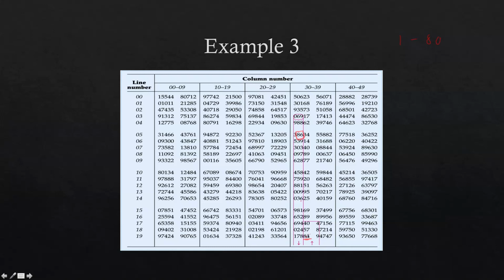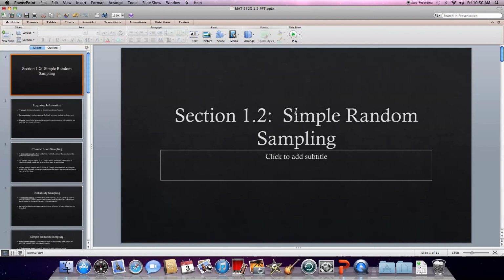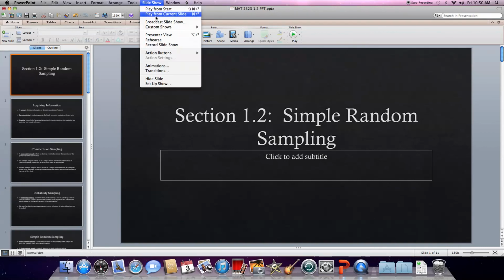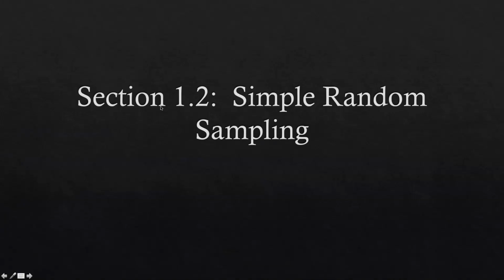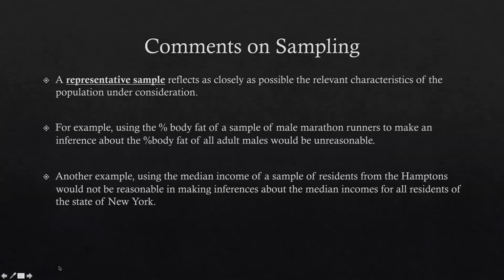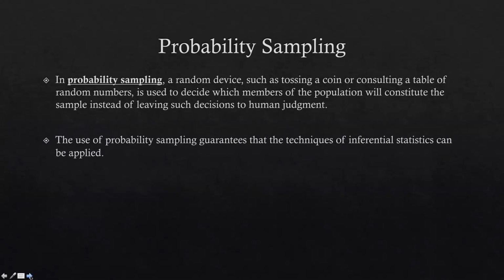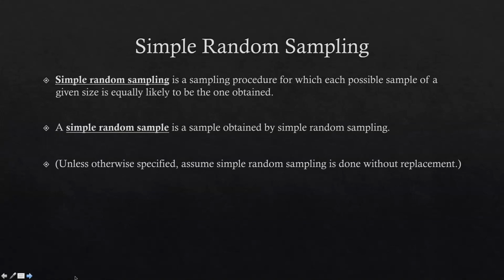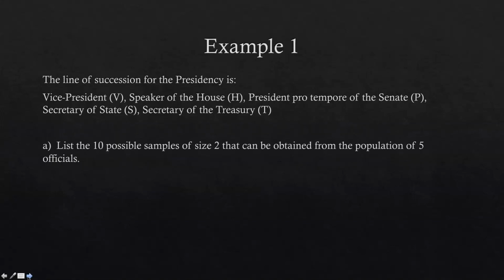84 is outside the range, and we're going to start going up now. 57 works. 40 works. And you're going to keep on going until you get your 20 answers that you need for the game of Keno. So that is how you would use the random number table to select your 20 samples in that game of Keno.